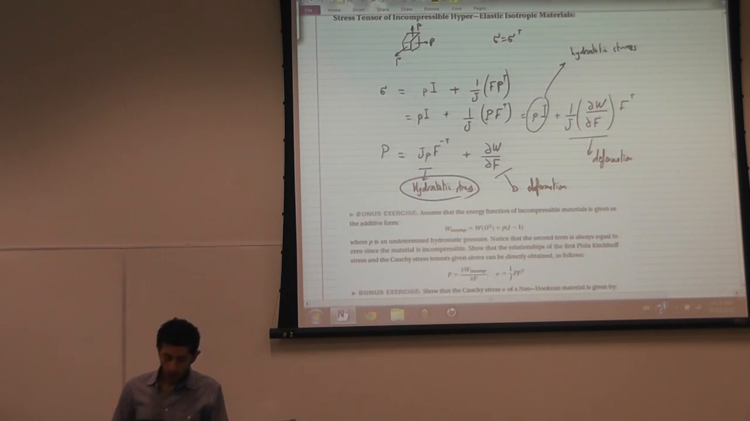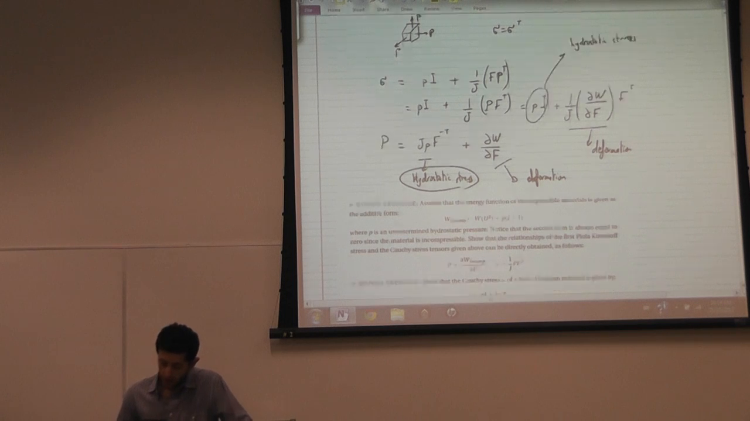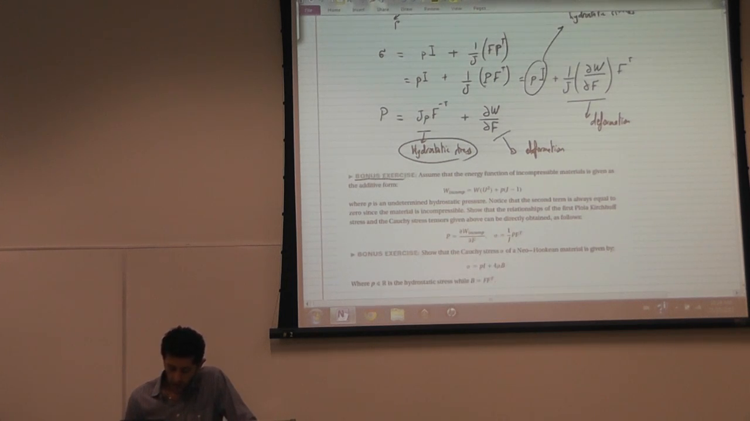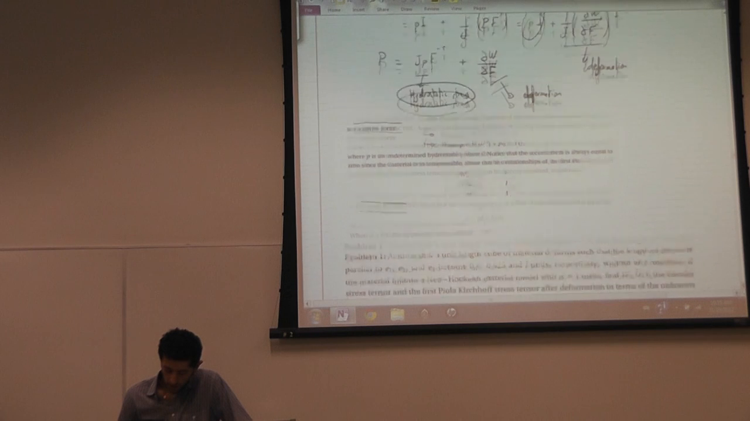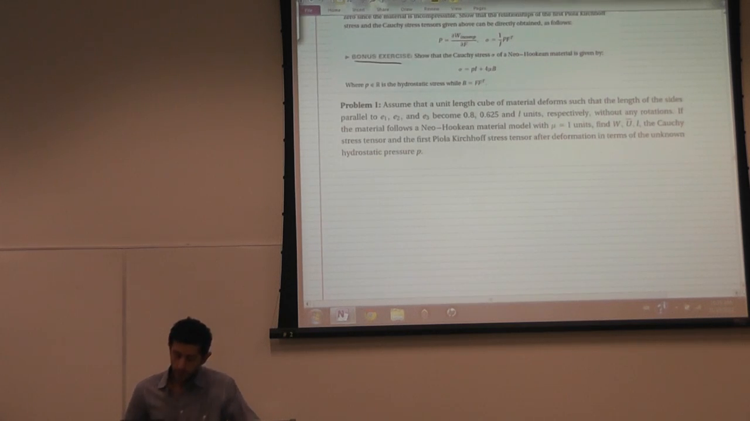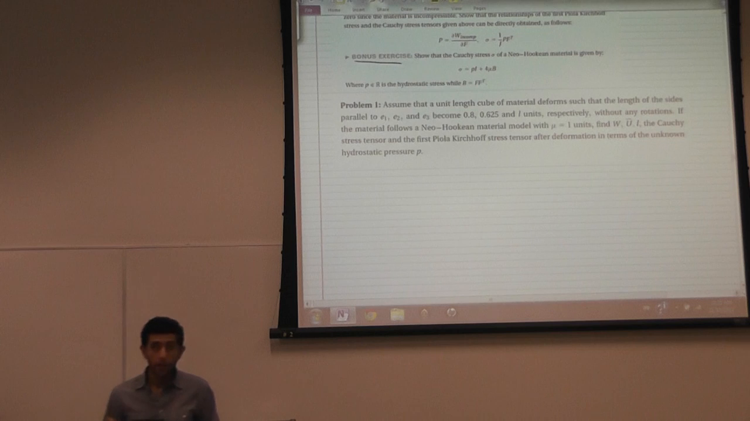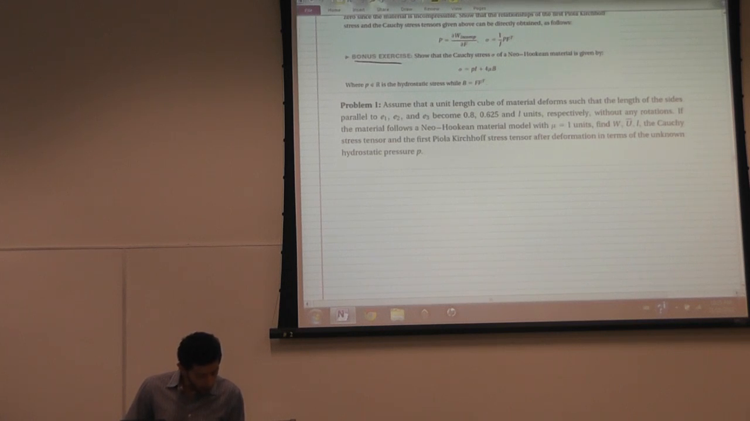There are two bonus exercises. If you can't solve them, let me know. Let's try these. So let's look at this problem. We're going to look at two problems. For the rest, we have 20 more minutes. I'm going to go through two problems in detail.